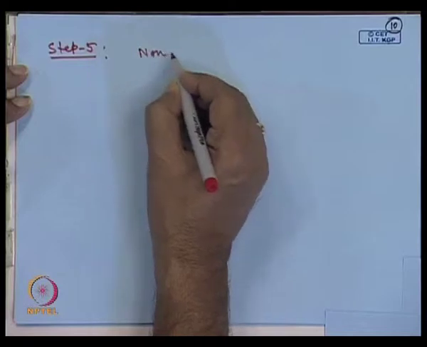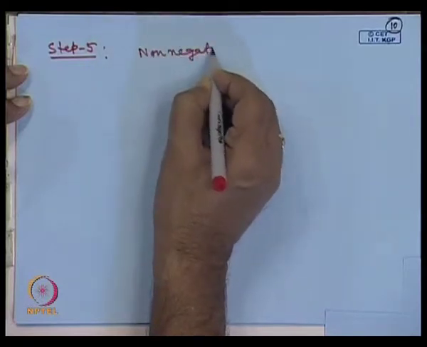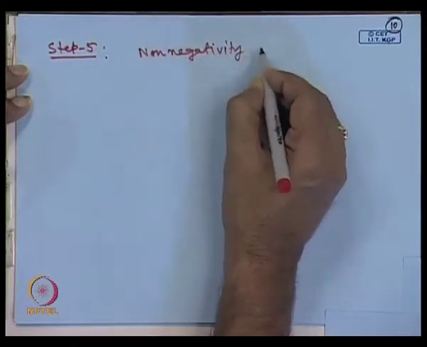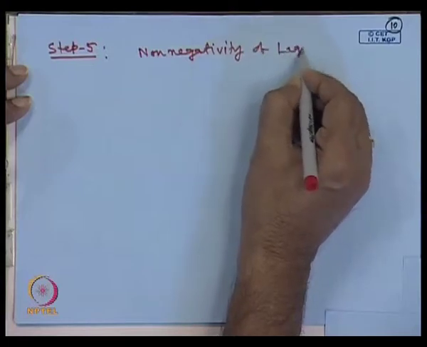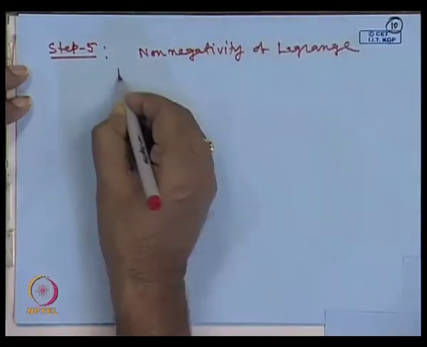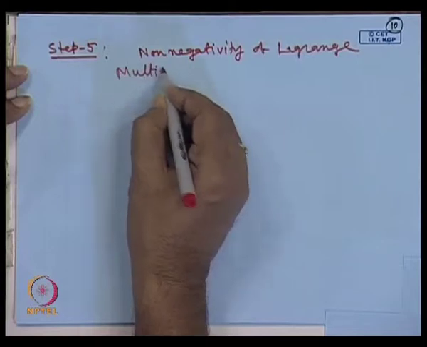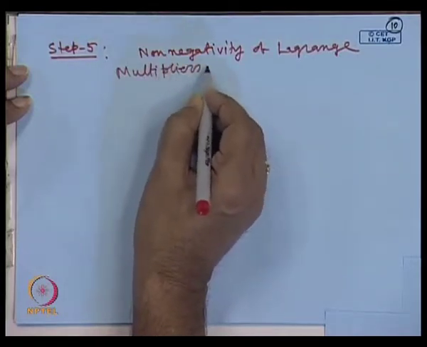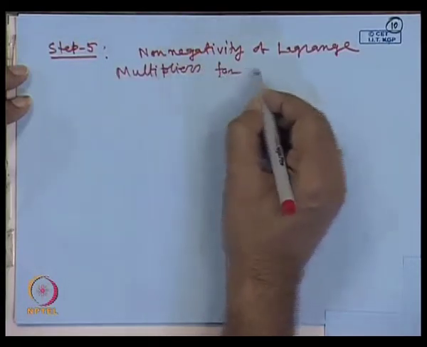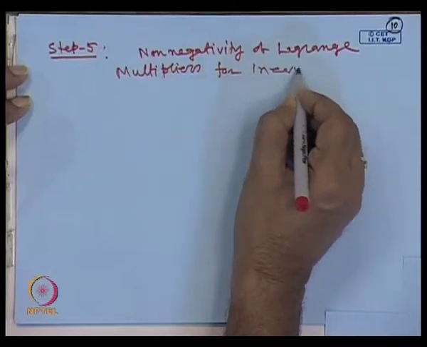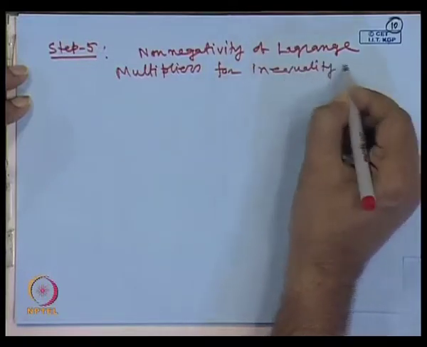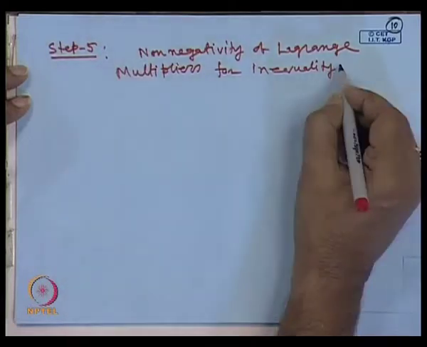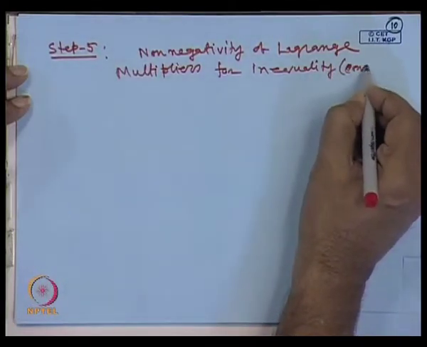non-negativity of Lagrange multiplier for inequality constraints.